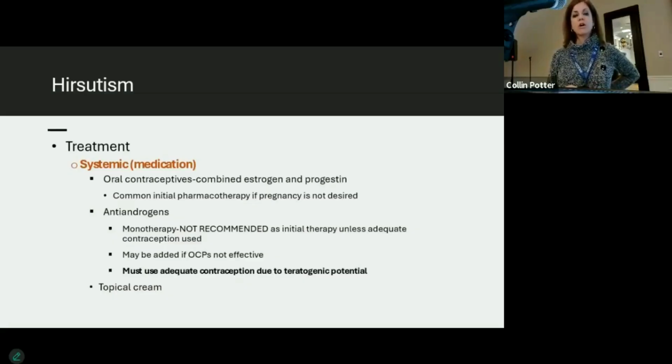Anti-androgens, and this is hugely important, are not recommended as initial therapy unless there's adequate contraception because they're teratogenic. Even if the patient says there is no chance that they could become pregnant, or that they're not sexually active, and it's no disrespect to the patient or saying that patients are lying, you cannot use those unless they're also on contraceptives. So they're usually a next step for the patient. They may be added if the OCPs aren't effective. But like I said, and I will say it again, you must use adequate contraception due to the teratogenic potential and educate the patients about that.